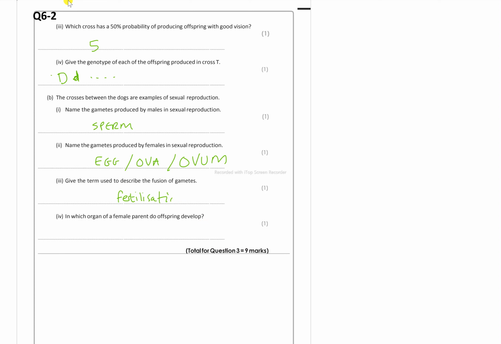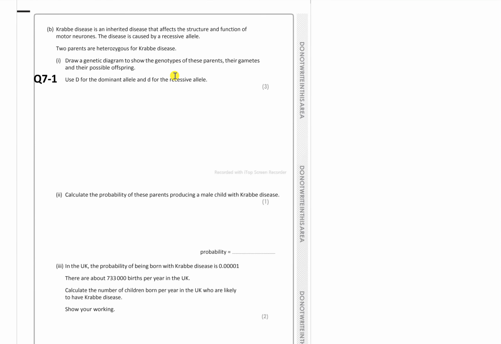Fertilization. There you go. In which organ do the offspring develop? Okay, that's in the uterus. We also call it the womb. Right.